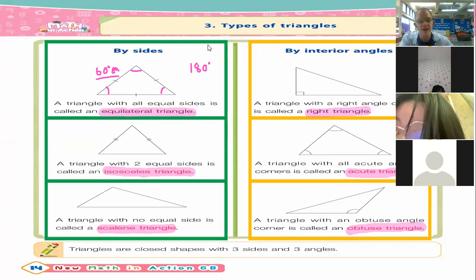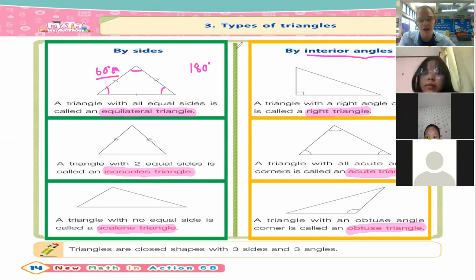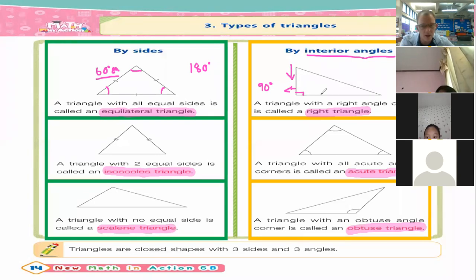So if you look at the triangles by angles or interior angles, we have three different triangles we can look at. First is the right triangle. Now, how do we identify the right triangle? There will be a small square or rectangle drawn in the corner. This shows me that this angle is exactly 90 degrees, meaning the line moving down and the one moving this way meet each other at a perpendicular angle, which gives us a 90-degree angle.